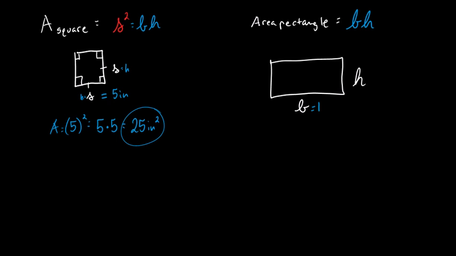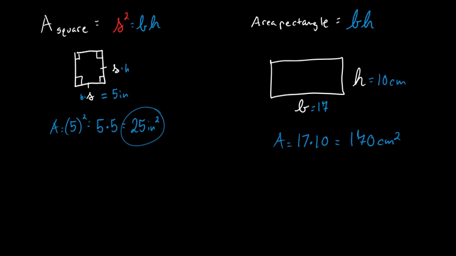So let's say the base is 17 and my height is 10 centimeters. So what I need to do is multiply those. Base times height, and that gives me 170 centimeters squared.